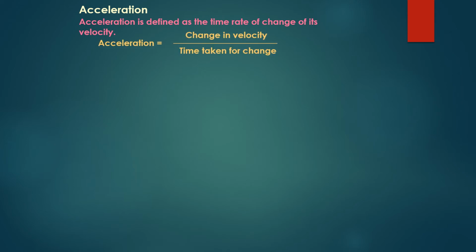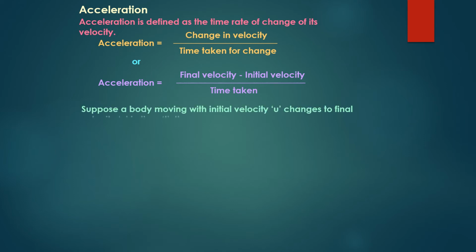Now what is acceleration? Acceleration is defined as the rate of change of velocity. Acceleration is change in velocity by time taken, or acceleration is final velocity minus initial velocity by time taken. Suppose the body is moving with an initial velocity u and final velocity v in time t. Then acceleration is v minus u by t.